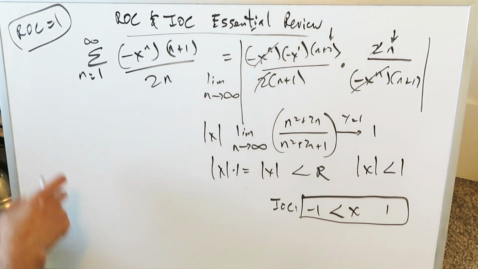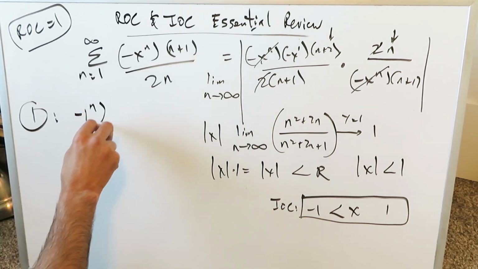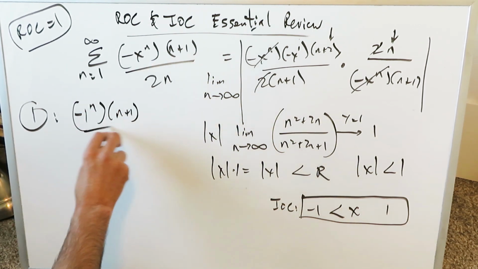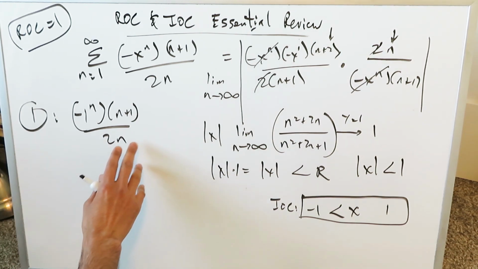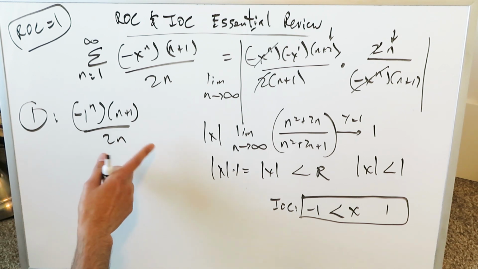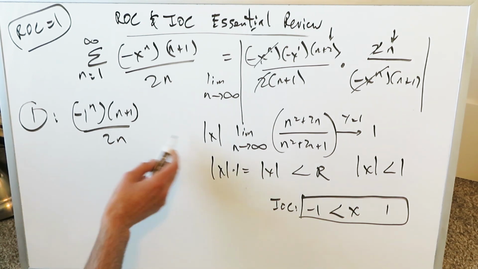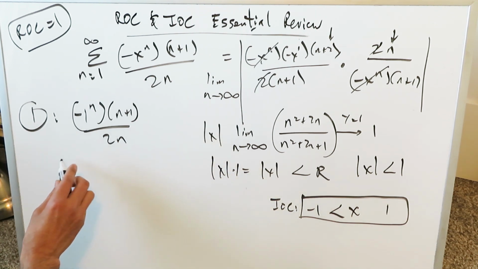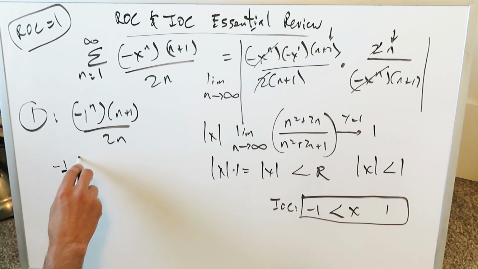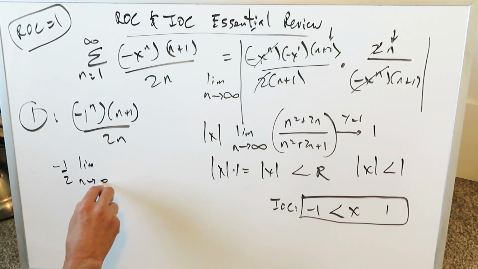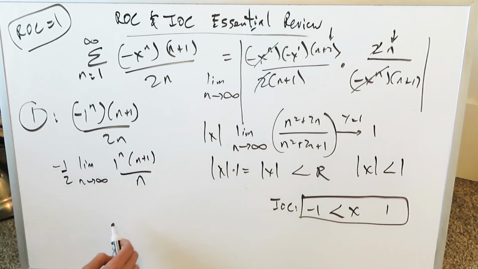Now when you put 1 into the term, what do you get? You get minus 1 to the power of n and then n plus 1 over 2n. When you want to evaluate this for convergence or divergence, you can use the alternating series test, or you can use the divergence test with limits, manipulating and bringing in the constant multiple property. You'll bring out the minus 1 over 2. You'll have the limit as n approaches infinity of 1 to the n times n plus 1 over n.